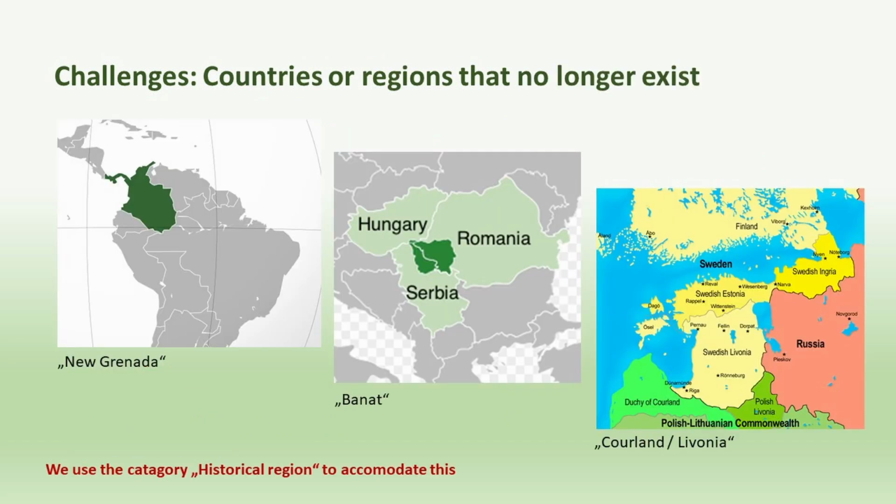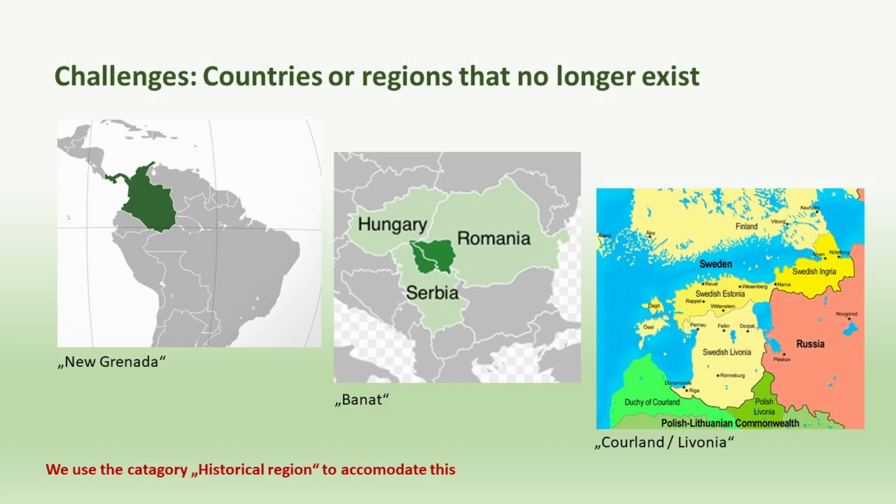Another collection problem is places that simply don't exist. As I say, we're a very old collection. Our data goes back to the 19th century, and there were places in the 19th century which now simply don't exist anymore. New Grenada, which is parts of South America and now Panama. In Central Europe, there was a region called Banat, which crosses at least 3 different countries. Or in the Baltics, people used to use terms like Courland and Livonia.